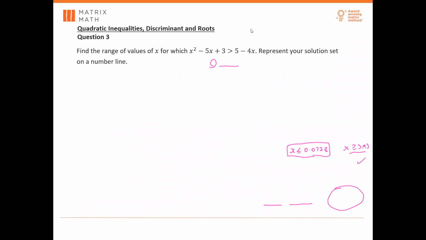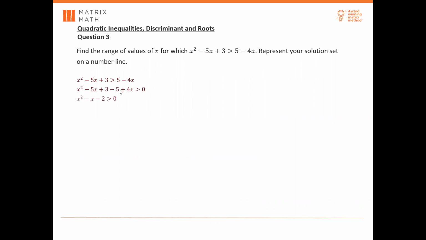Okay, question 3. Question 3 is pretty straightforward. All you have to do is bring the 5 minus 4x over to the left-hand side. This is what you'll get. Make it neater: you have x squared minus x minus 2, which is more than 0. Now from here, you just have to factorize it. Get (x minus 2)(x plus 1) more than 0. After you're done with this, make sure you put in your coordinates.